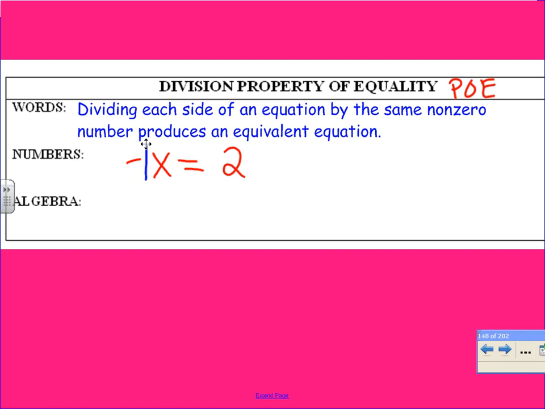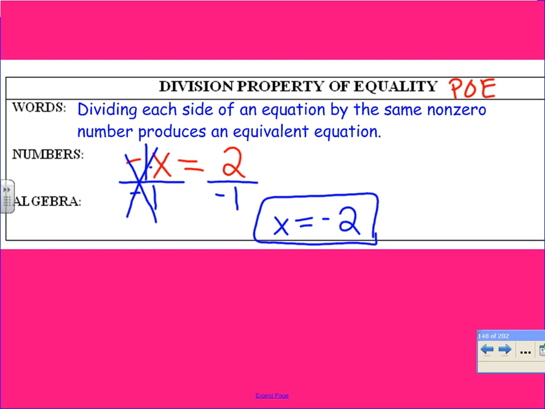How do you get rid of the negative 1 following this property to get x by itself, Adam? Good. You need to divide both sides by negative 1. Hence the name division property of equality. To get rid of multiplication, the property that undoes multiplication is division. This is really negative 1 times x. To undo that, you divide it. Negative 1 divided by negative 1 is 1. That cancels. You're left with x equals 2 divided by negative 1 is negative 2.